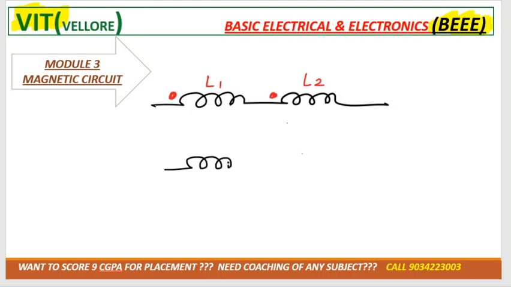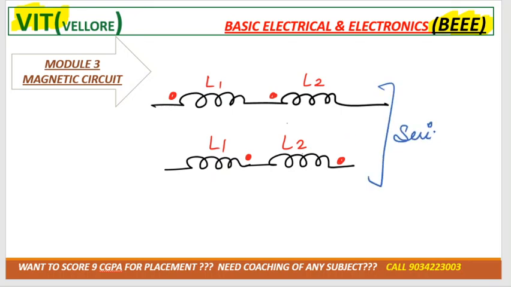Or what we can have in this case is L1 and L2, but the dots are on the ending side. Ending side means it is leaving, right? So what does it mean? That both are connected in series aiding connection. Series aiding connection means for the first case current is entering in both the cases, in the second case current is leaving in both the cases, right?